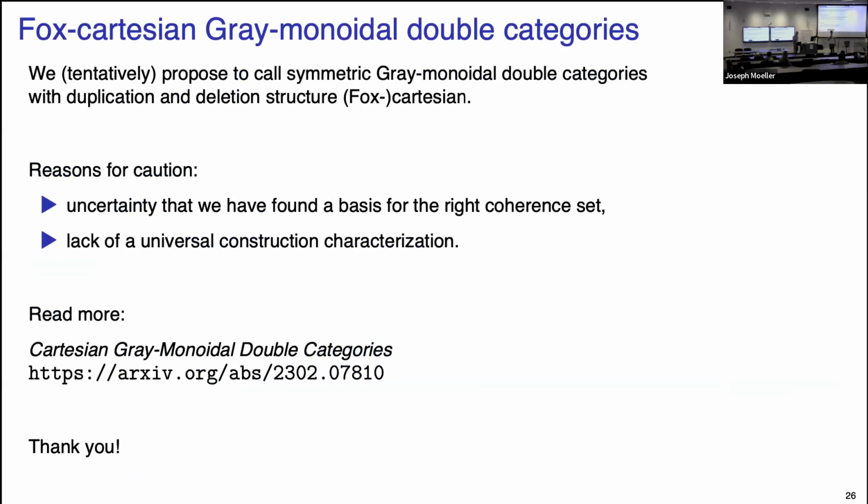Any other questions? Yeah? Oh, well, I can try speaking to that. It should work. So, sorry, say again? Can you tell us an example of a Gray-Monoidal double category or one with a Fox-cartesian structure? An example of one of the things that appeared in this talk. Thanks. Well, I haven't really thought much about examples, so I'm still just thinking of definitions at this point.